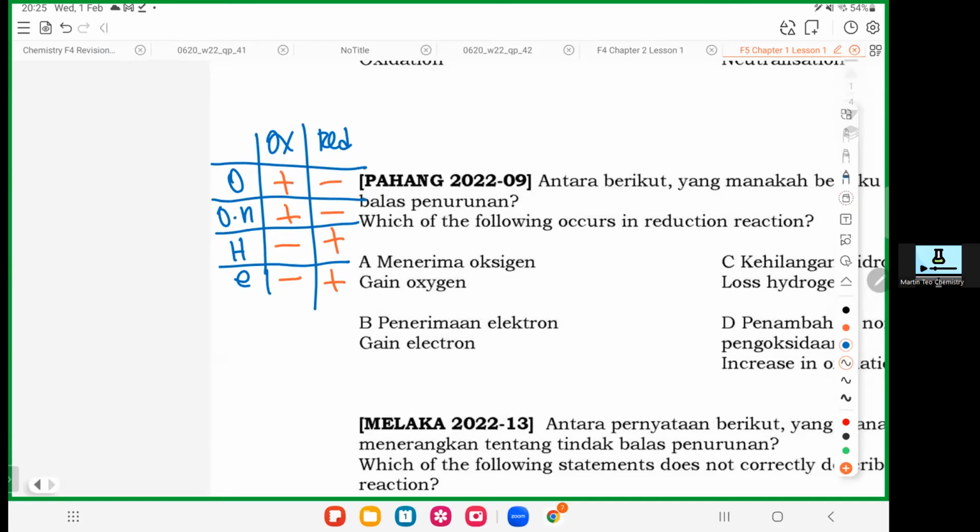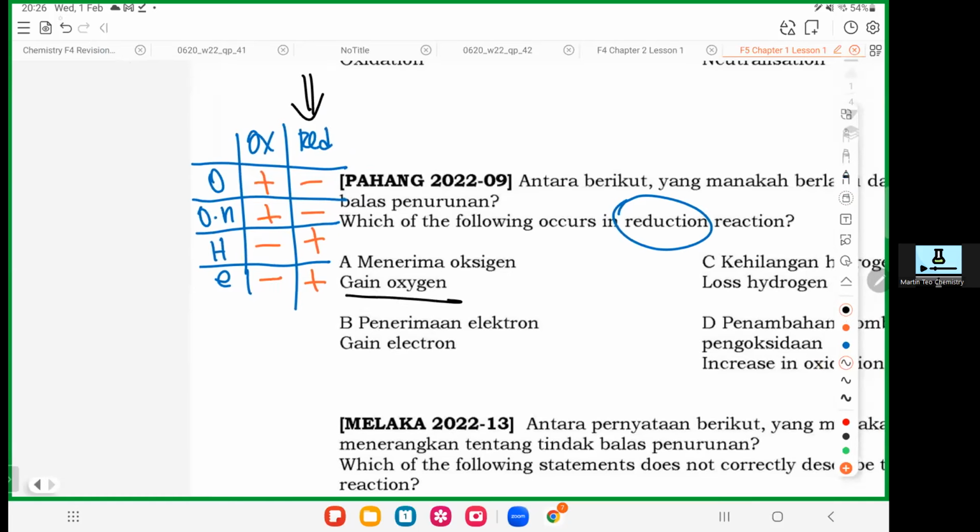So what do they want? They want reduction. So focus on reduction here. Reduction, gain oxygen, yes or no? For oxygen, reduction is minus, and minus means lose. So it's wrong. Let's look at B, gain electron. For reduction, electron is plus, and plus means gain. So the answer is B. Can you please type in the chat box and let me know, are you okay with this concept so far?